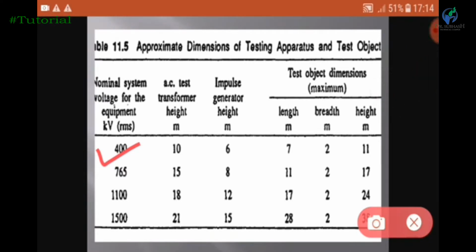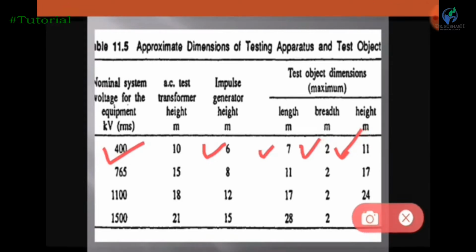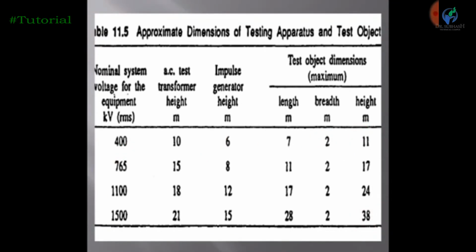Then AC test transformer height will be 10 meter. Impulse generator height will be 6 meter. And test object dimensions will be length 7 meter, breadth 2 meter and height 11 meter. So these are the approximate dimensions of a 400 kilovolt laboratory. This way we can see them for other voltages also.